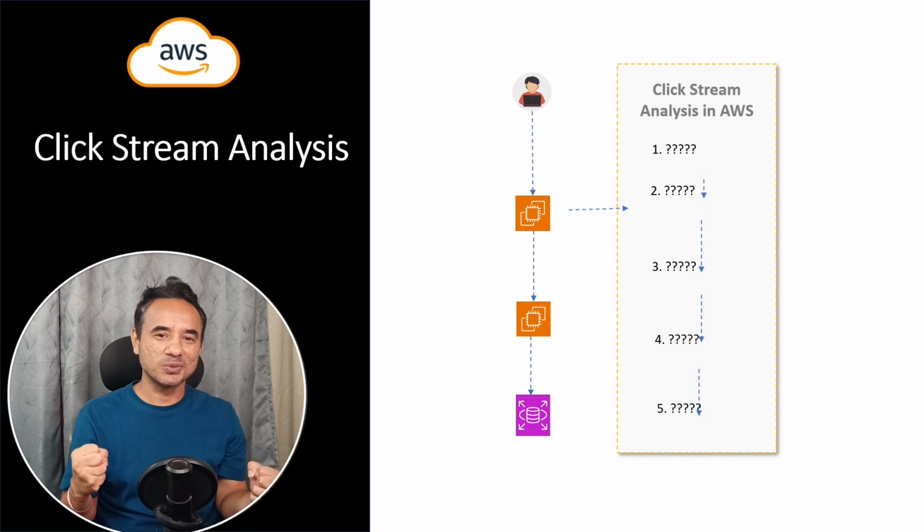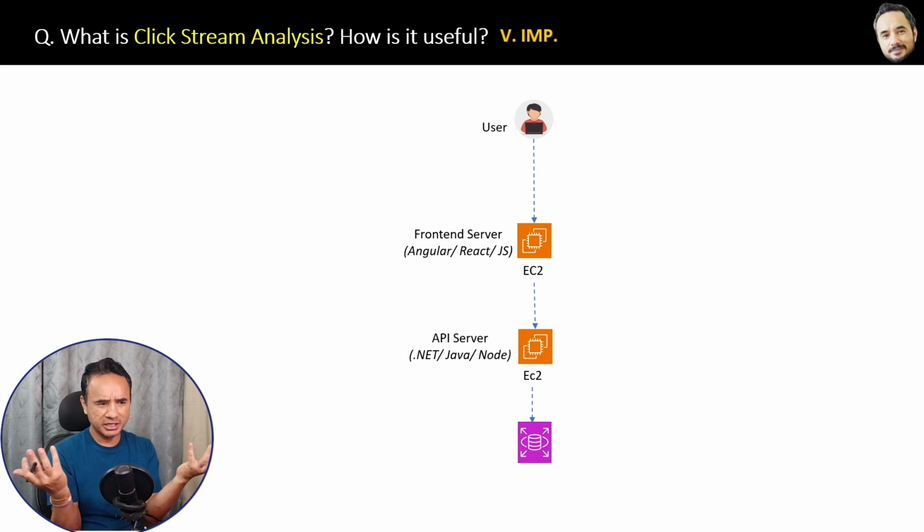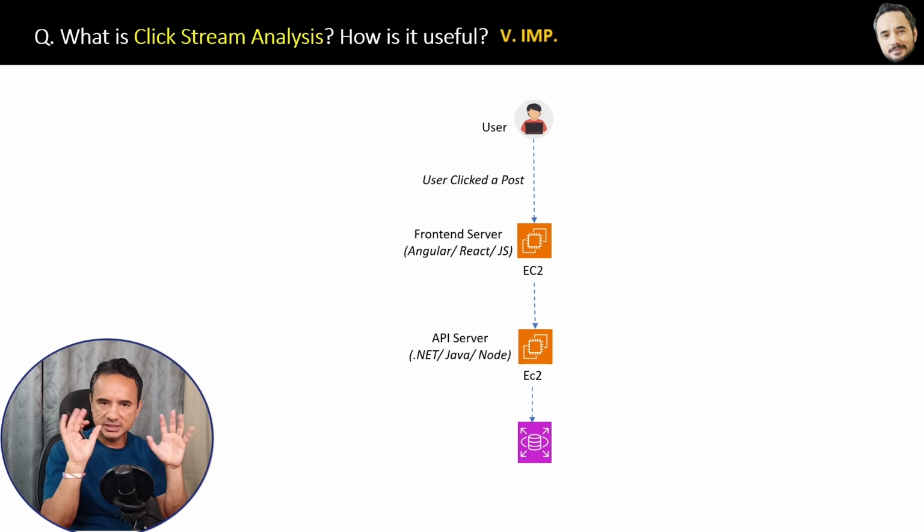So let's start exploring. What is click stream analysis? By the end of this, you will have a very clear understanding of this concept. Imagine you are using a Facebook-like app, Instagram, Facebook, and that application has a front end, back end, and database, and this is all hosted in AWS, suppose. As you scroll in Facebook, you pause for a second to read some post, or maybe you click on some post. Very simple, right?